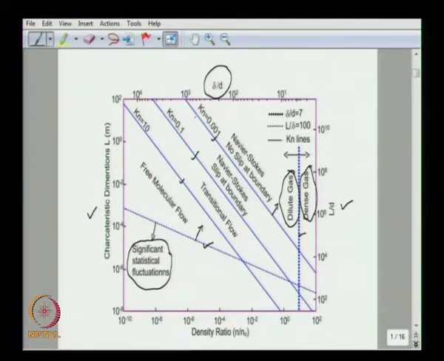Between Knudsen number 0.001 and Knudsen number 0.1 we have the Navier-Stokes equation applicable, but with a slip at the boundary. And between 0.1 and 10 we have transitional flow, where we cannot use the Navier-Stokes equation that we normally use, it needs to be modified, and if the Knudsen number is greater than 10 we get into free molecular flow. So that is what we learn from this plot.